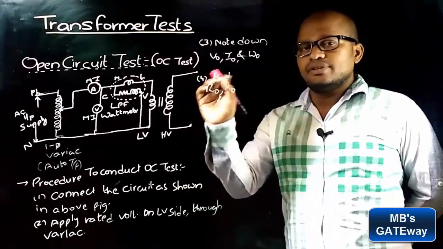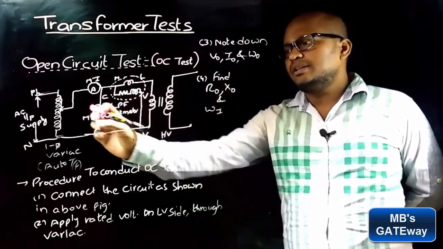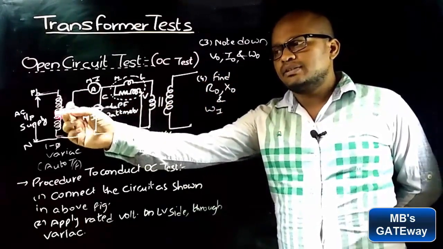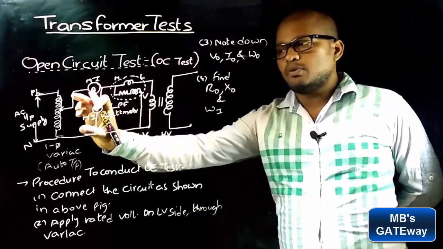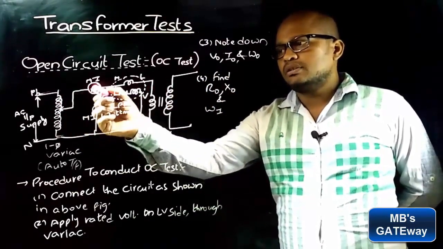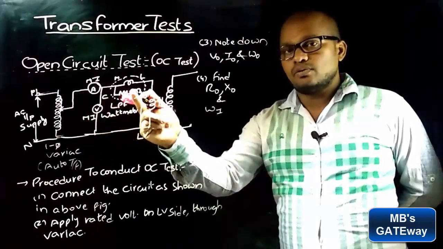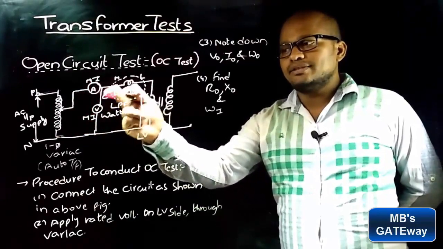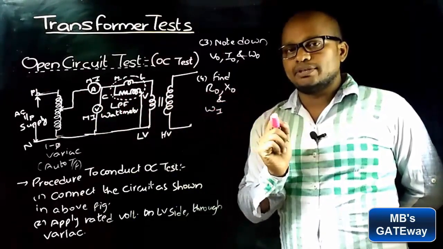Open circuit test is very simple to conduct. You just need to connect the circuit diagram like this, and by varying the variac, simply apply the rated LV voltage. Then upon applying the rated LV voltage, simply note down the ammeter reading, voltmeter reading and wattmeter reading. And by using these three values, find R0, X0 and Wi.